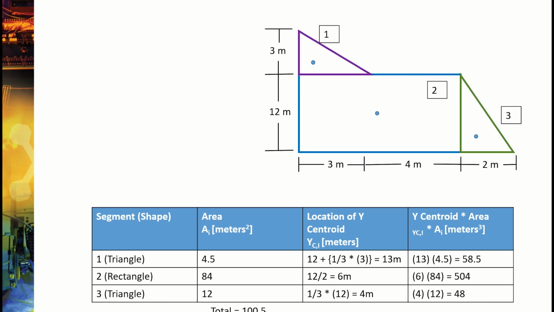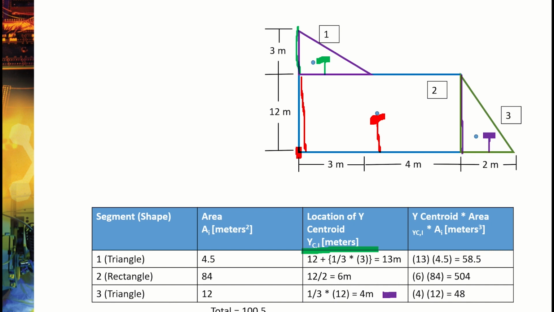Given that this purple triangle has a height of 3, we know that from the bottom of that triangle, its center of mass height is 1/3. But we have to add that 1/3 to 12 to get the distance from the bottom left datum point, which was the point that we're measuring all of our center of mass numbers from. Our rectangle was 12 tall, so the center of mass of a rectangle in the y direction is half of that height. And last but not least, for our final triangle, the height was 12, so 1/3 of 12 gets us a value of 4.